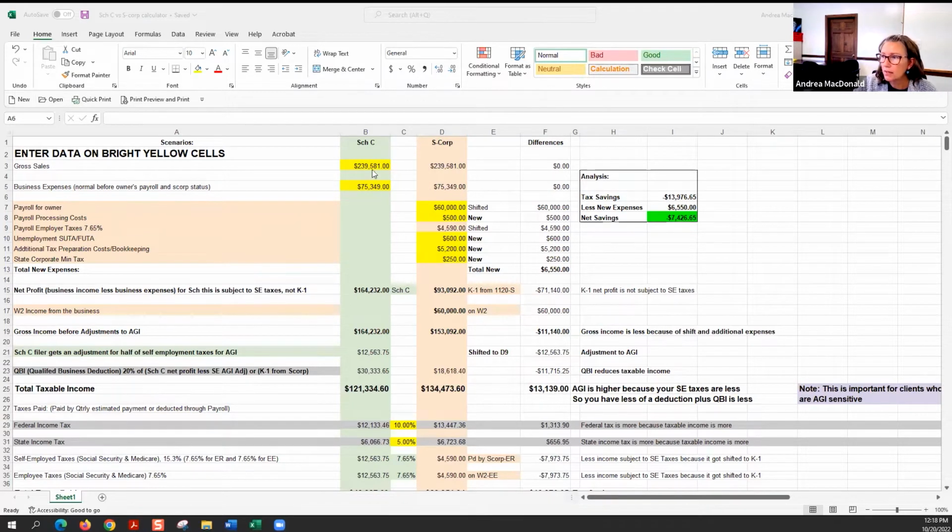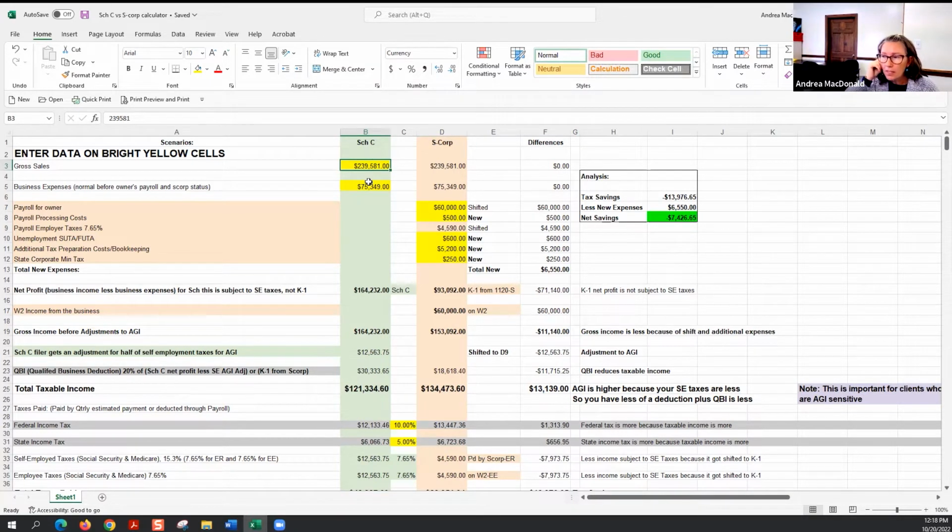So we're just going to start at the top, and we're going to say that this is a business that has gross sales of $239,581. I think that was just a number I made up when I was playing with the spreadsheet. So in this particular spreadsheet, you only need to fill in the cells that are yellow. Everything else is formula driven.